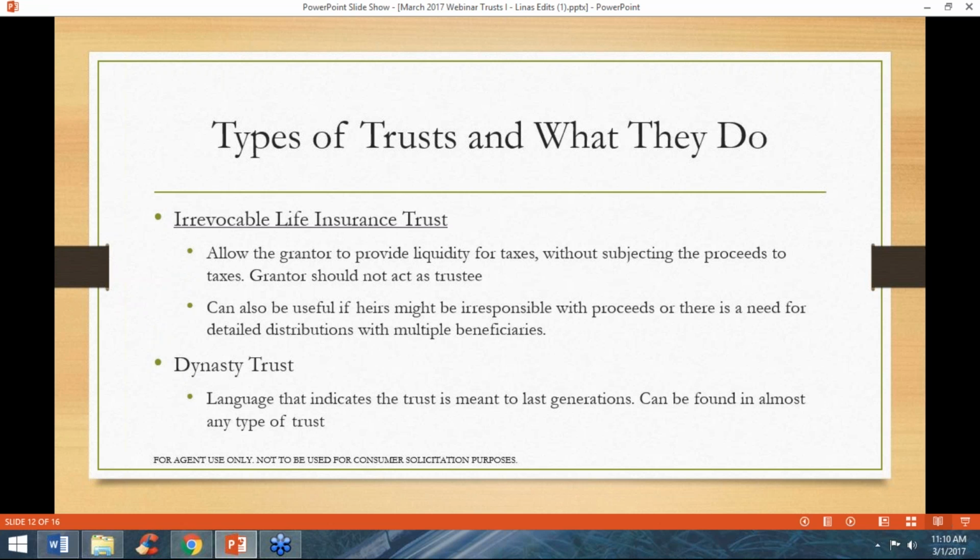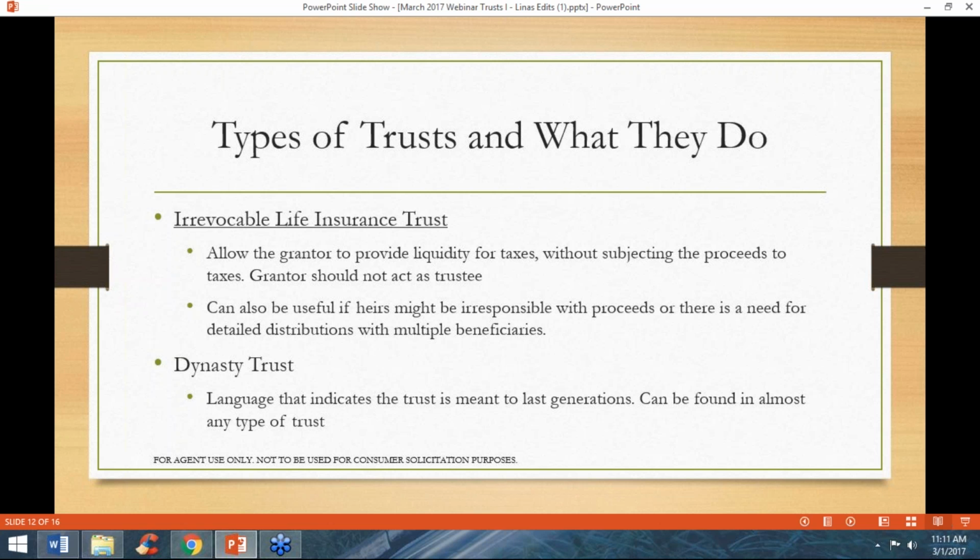Irrevocable life insurance trusts allow the grantor of the trust to exclude assets from their estate. Because of this, the grantor cannot act as trustee. If the grantor has control of the assets, they will not be excluded from the grantor's estate. When ILITs are funded by life insurance, they allow the grantor to provide liquidity for death taxes and final expenses without subjecting the proceeds to estate taxes.